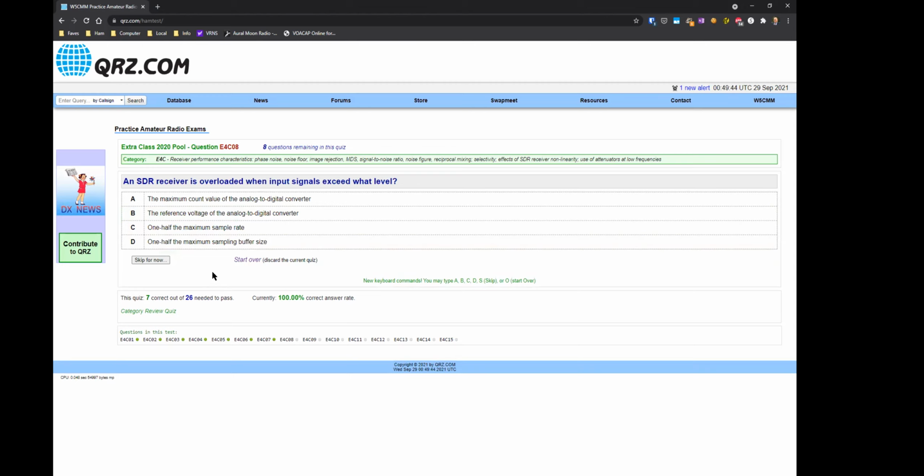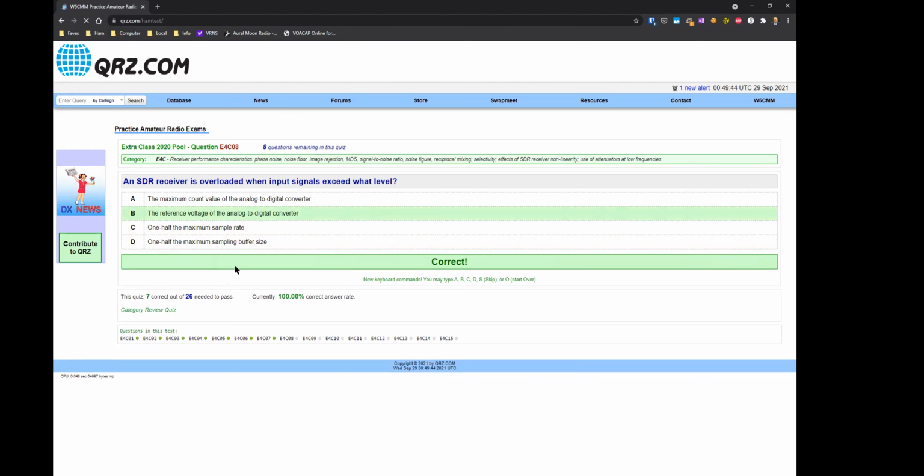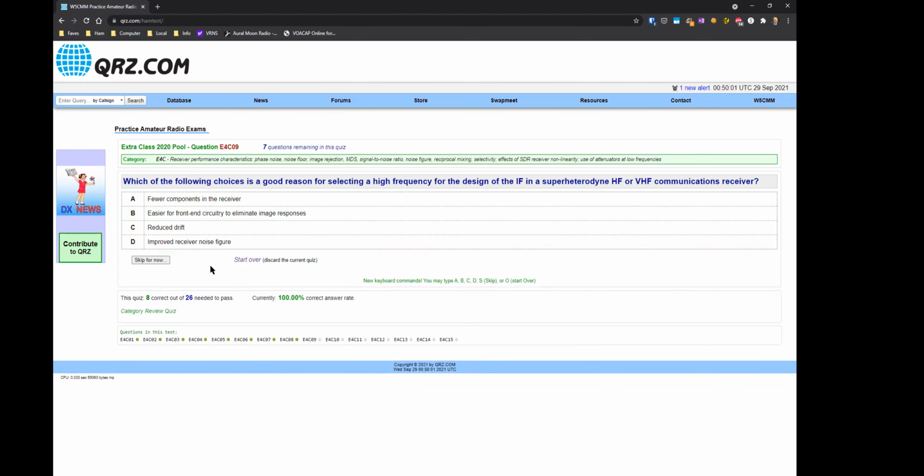An SDR receiver is overloaded when input signals exceed what level? The reference voltage. Yeah, the reference voltage. If you've got an IC-7300 and you happen to have another ham that lives nearby, which I do, periodically I'll see the overflow indicator flicker when he's transmitting. I can be on a completely different band, but that signal's still coming into the antenna, and it can still overload the analog to digital converter in the radio.